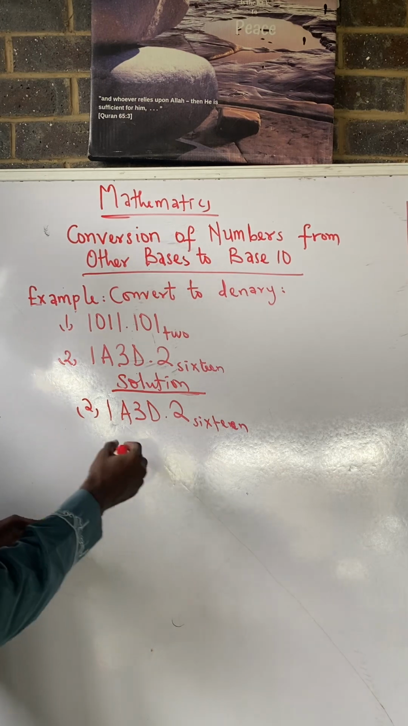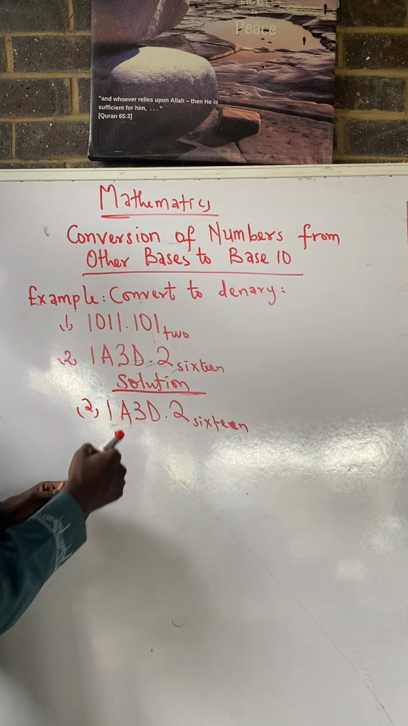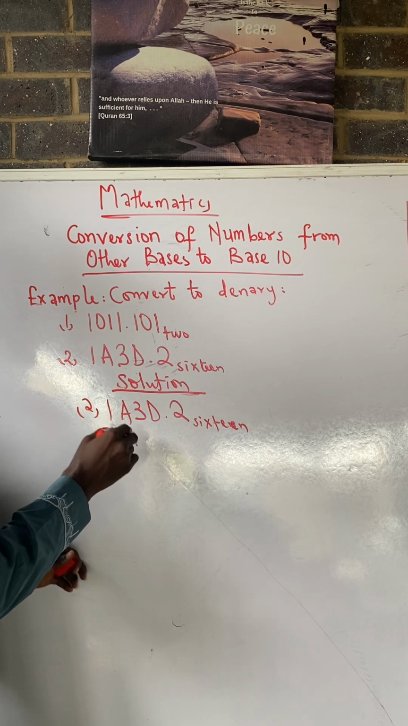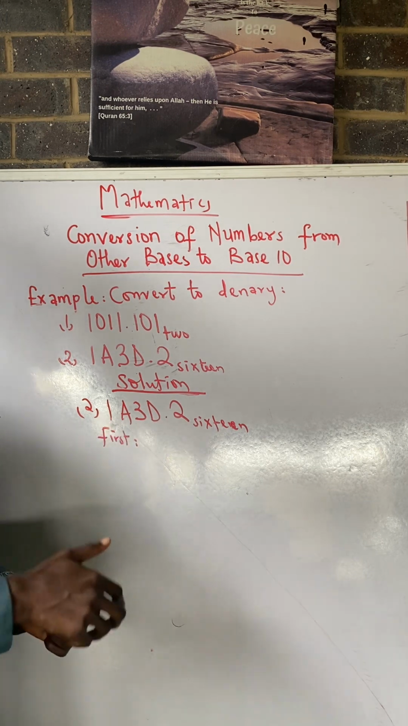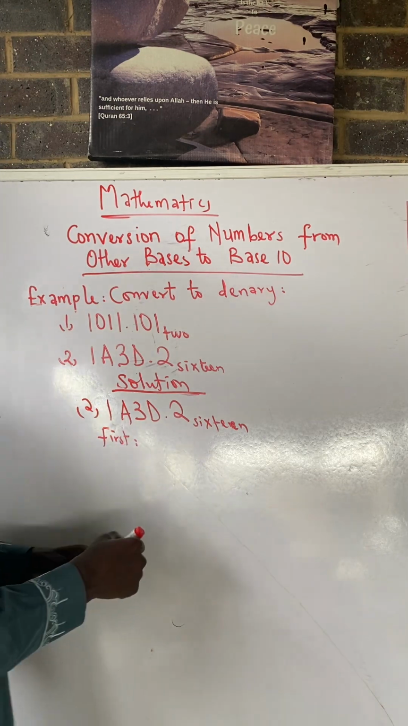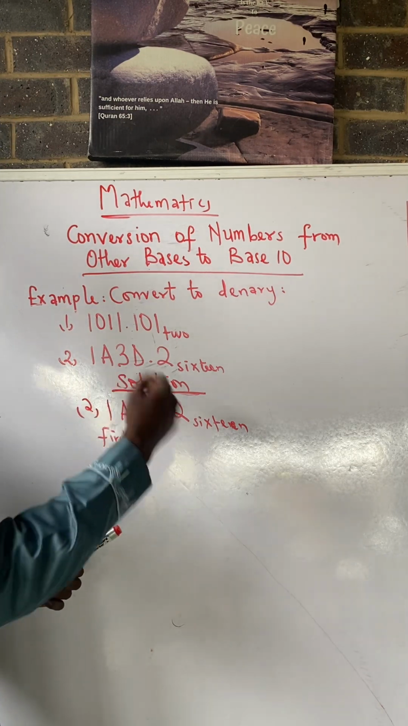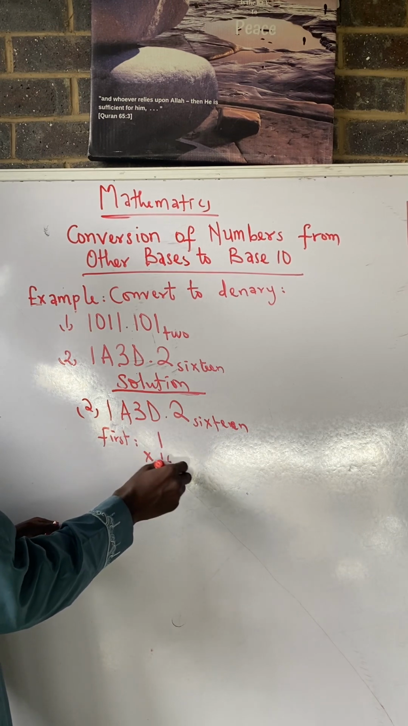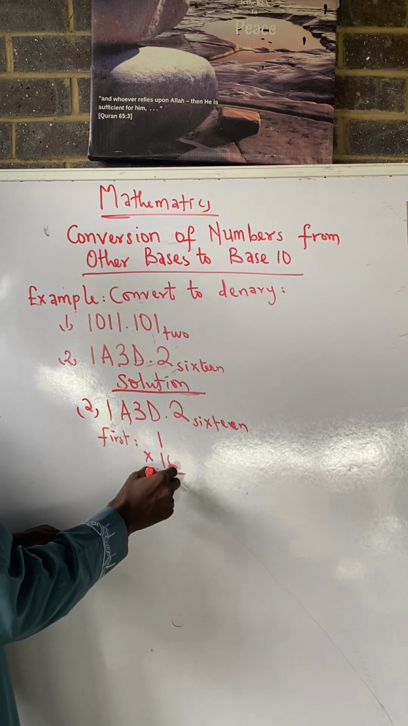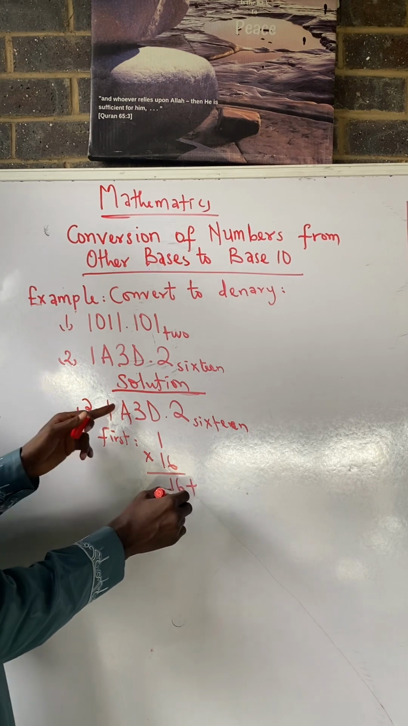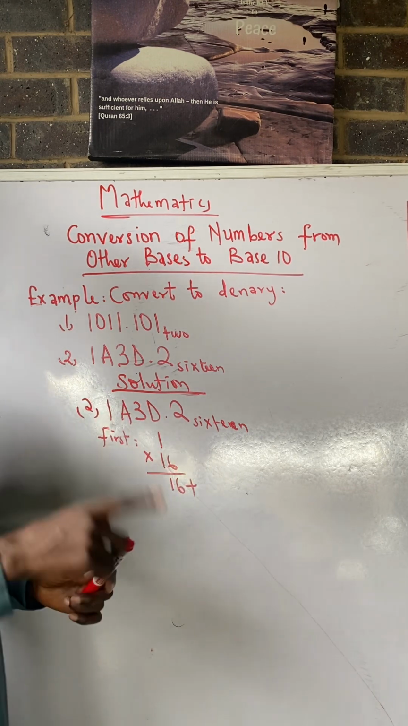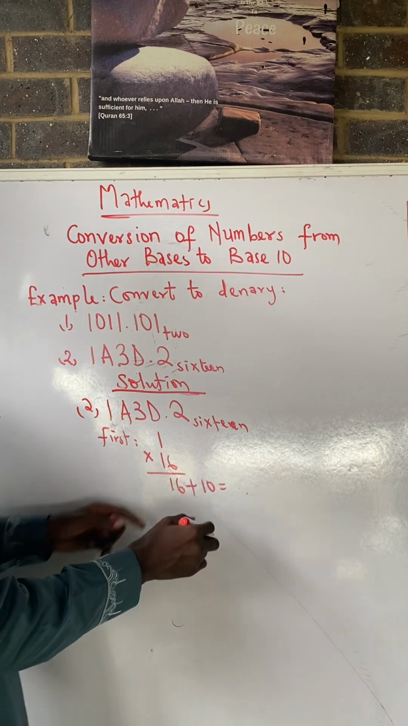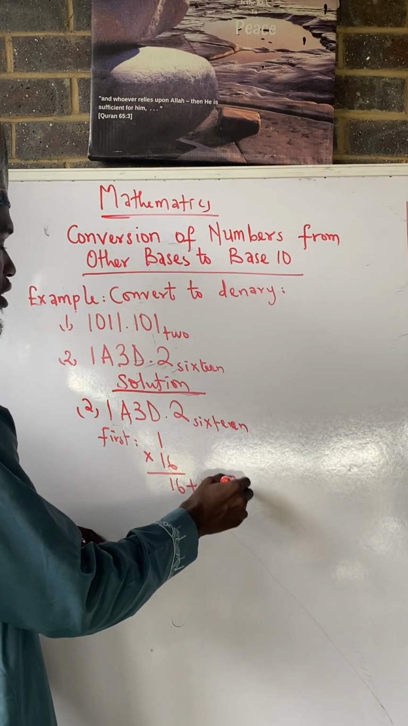So what we have here is we have two parts. First is to deal with the integral part, the whole number part. So it's by multiplying and addition. That's 1 times 16. So 1 times 16 will give me 16, followed by add the next digit, which is A, and A stands for 10. That's 16 plus 10. That will give me 26.